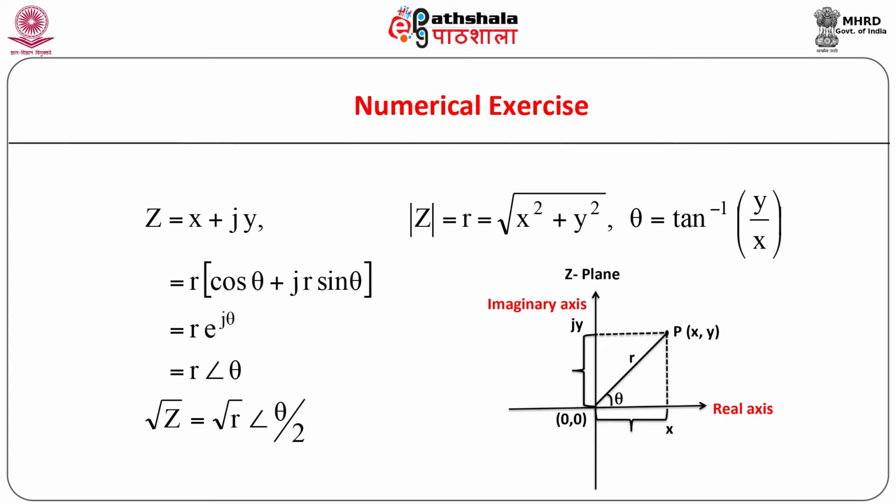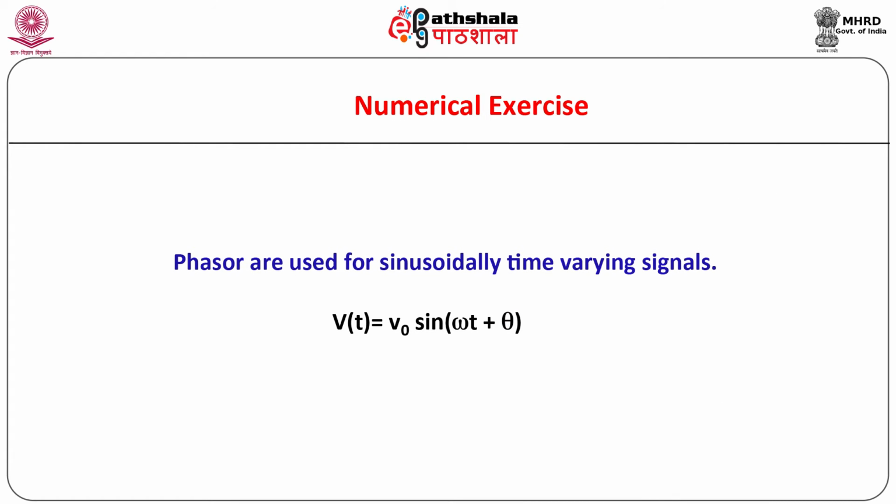Symbolically, it is represented as z is equal to r angle theta. Note that the square root of a complex number z is given by z raised to half is equal to under root r, that is z raised to half angle theta by 2. Sinusoidally time varying quantities like electric current and voltage with constant amplitude and frequency can be expressed in phasor form. Such representation becomes highly useful in AC circuit analysis and electromagnetic field theory.